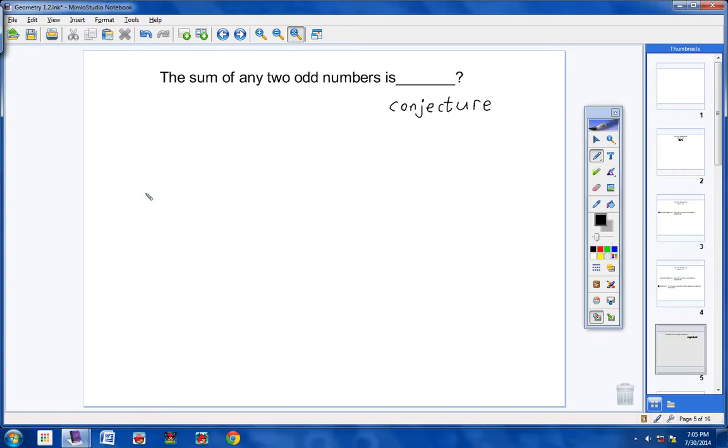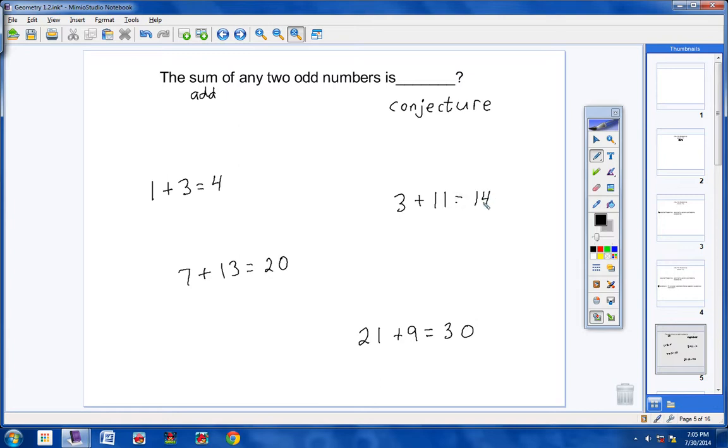Well, let's see. Let's pick two odd numbers. How about 1 and 3? By the way, sum means to add, okay? So we're going to add any two odd numbers. 1 plus 3 would be 4. Let's add two other odd numbers. 7 plus 13. Those are two numbers. And we get 20. Let's add two more odd numbers. Any odd numbers you want. 21 plus 9. Those are both odd numbers, and we would get 30. Let's add 3 plus 11. Those are both odd numbers, and we get 14. Okay, so what I'm doing is I'm listing out a bunch of what?